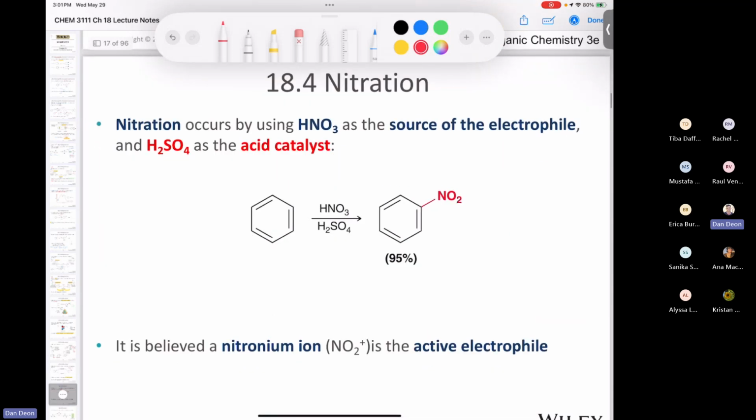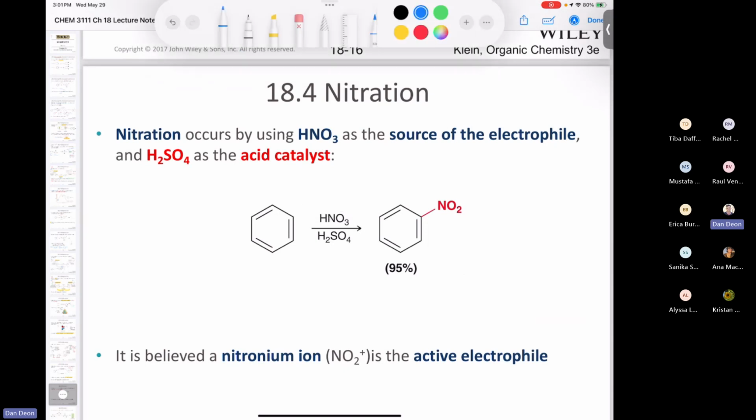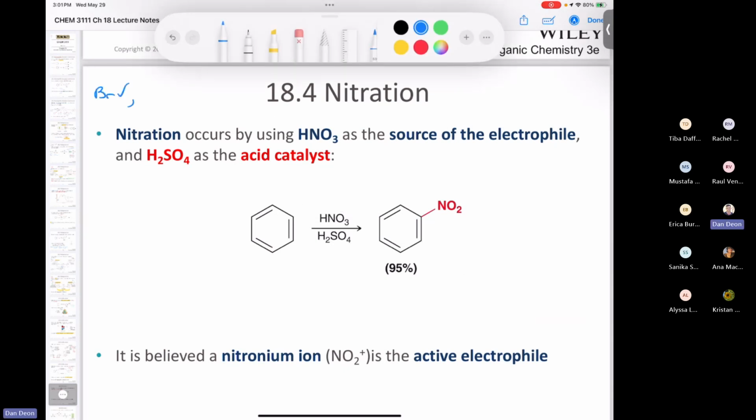All right, so what have we covered so far? To review, we started out with bromination, right? We covered that. Then we did chlorination. Then we did installation of a sulfonic acid. So this one is done. And now we're going to be into installing a nitro group. So we call that nitration.